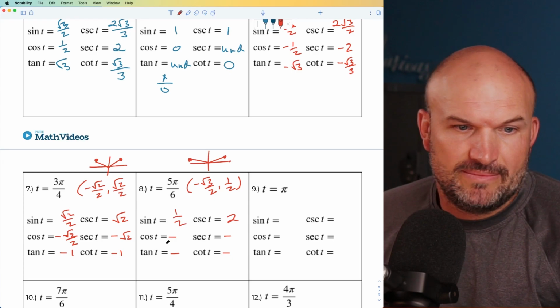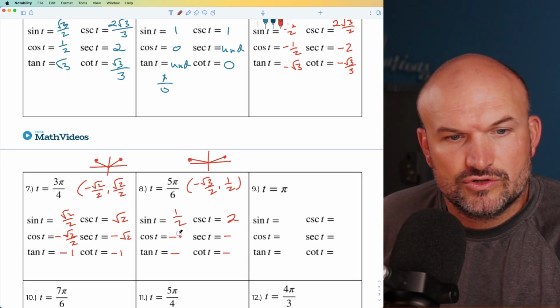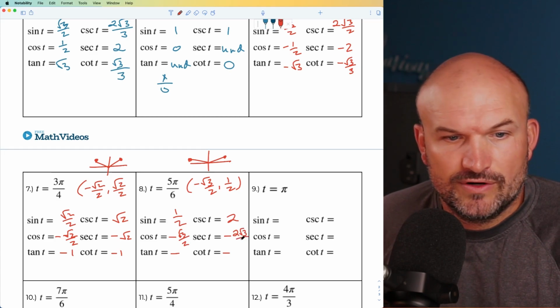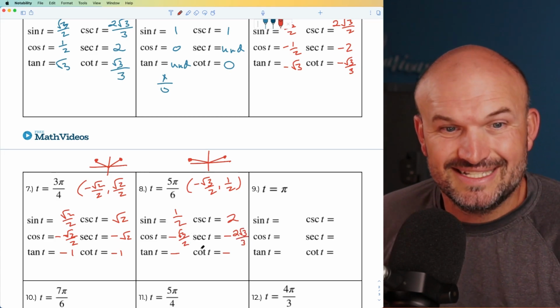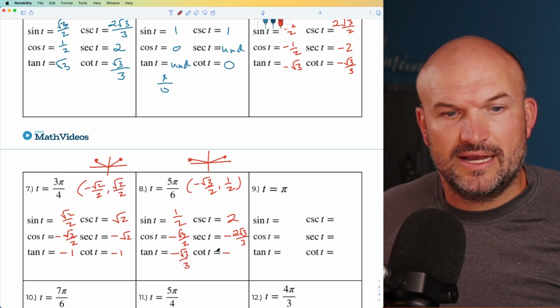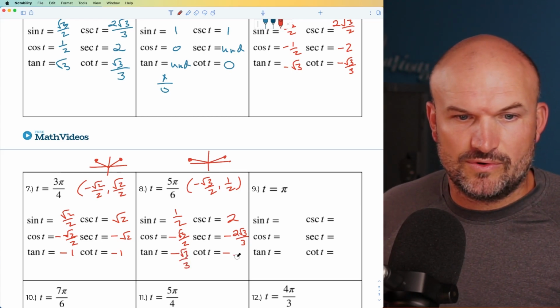So cosine is negative square root of 3 over 2. Secant is negative 2 square root of 3 over 3. Tangent is going to be negative square root of 3 over 3. And then the cotangent is going to be negative square root of 3.